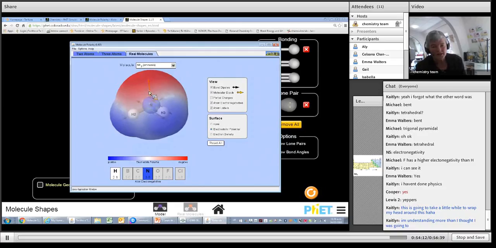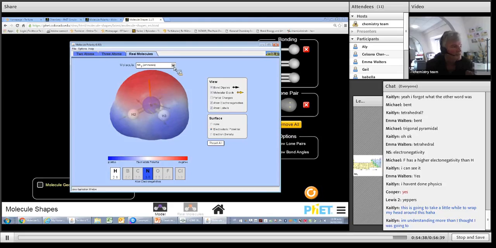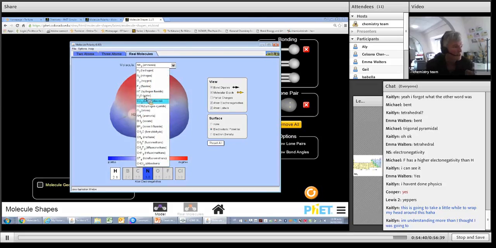Now, when I talk about polarity, you can see this molecule is polar, can't you? Because I've obviously got a negative end and a positive end. So how do I work out if something is polar or not? We look at, first of all, the Lewis structure and the shape, and then we work out if the molecule is symmetrical.